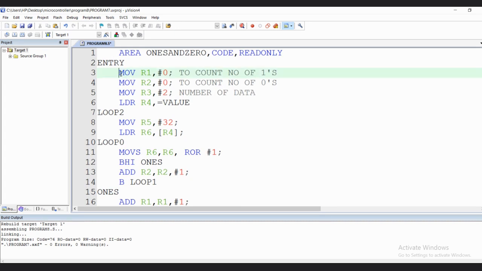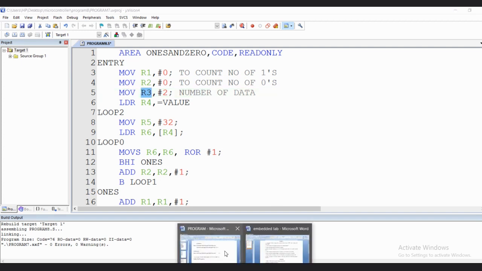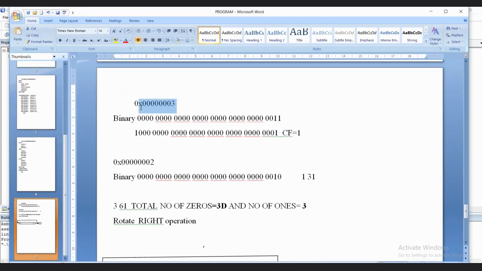Here we are initializing 3 registers. The first register is used to count the number of ones. Next, the R2 register is used to count the number of zeros, and R3 is telling how many data we are considering. Here we are considering 2 data, one is 3 and the other one is 2. We can consider 3 data, 4 data. The program is asked to count the zeros and ones in 2 consecutive memory locations, so therefore we are considering 2 data.